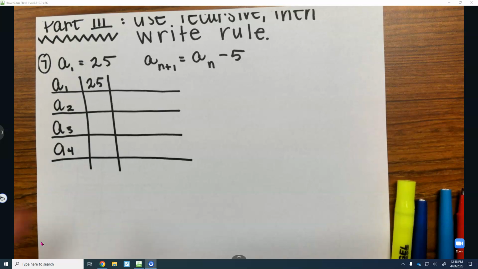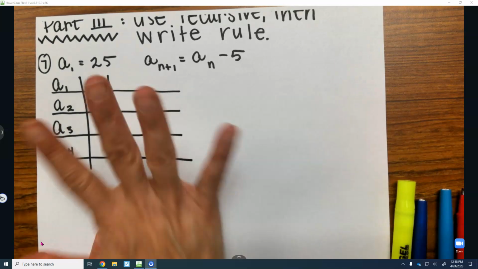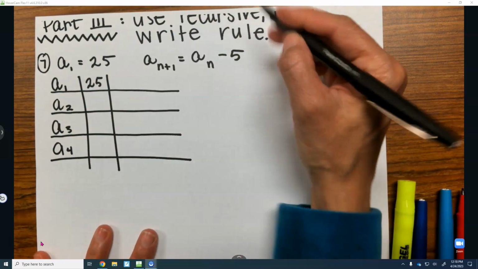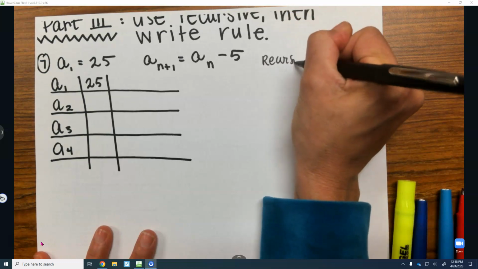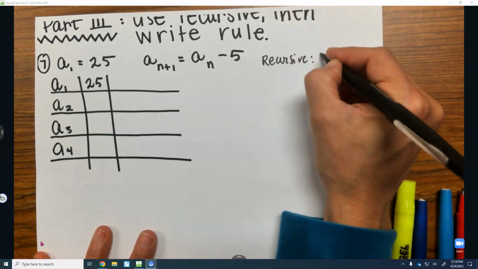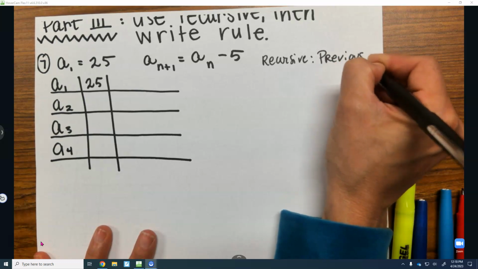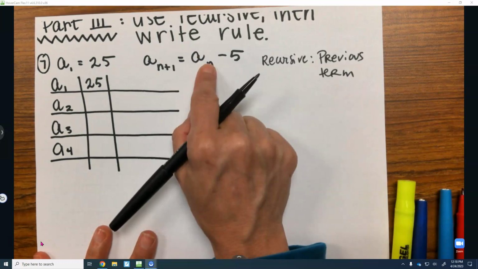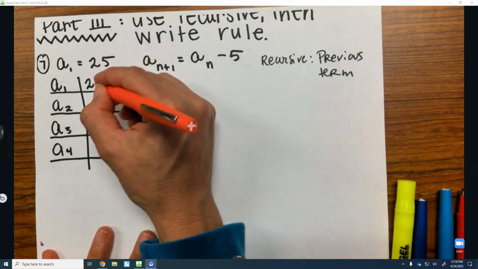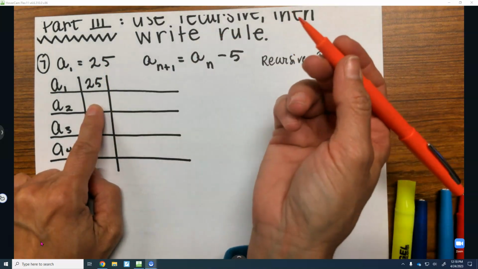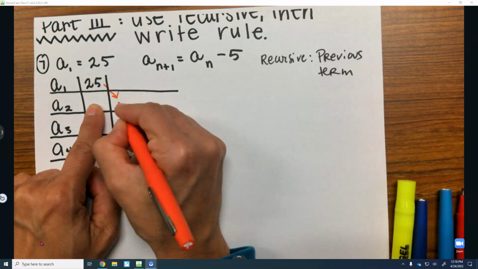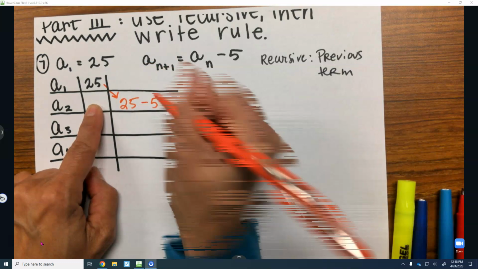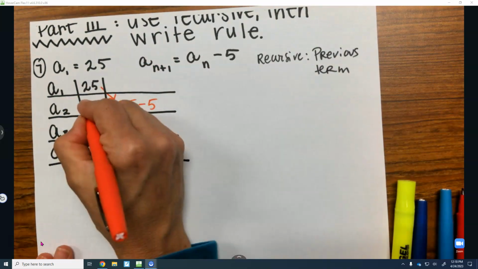More things left. Now we're going to find these terms, but these terms are based on a recursive rule. And y'all, recursive is just a fancy word for looking at the previous term. So the rule is based on the previous term. We know the first term is 25. To find a sub 2, all we're going to do is do 25 minus 5. 25 minus 5 is 20.